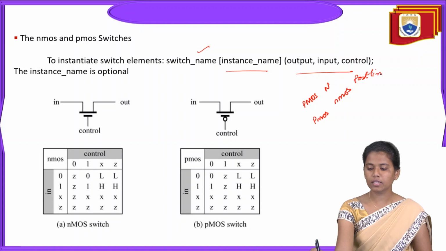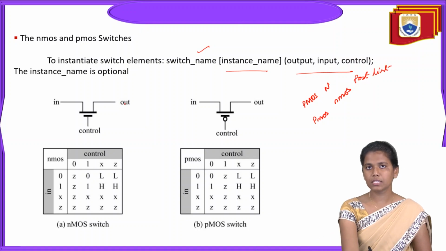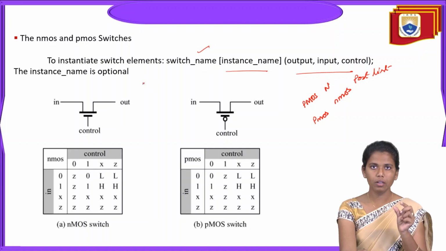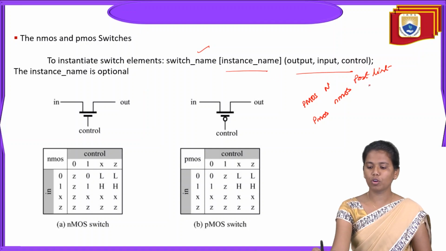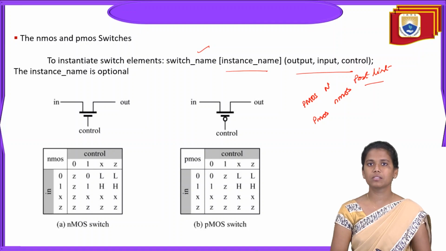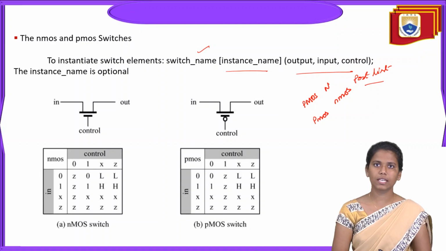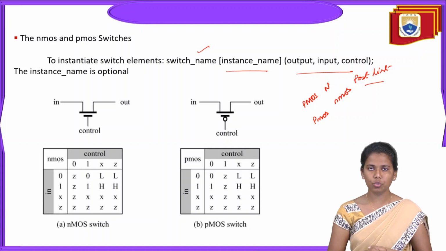So how do we write this in switch level modeling? This is the syntax you need to follow: the keyword, which is the name of the switch, comes first, then the instance name, followed by the port list. The port list consists of the input, the output, as well as the control signal. Whether the output is enabled or disabled is determined only by the control signal.